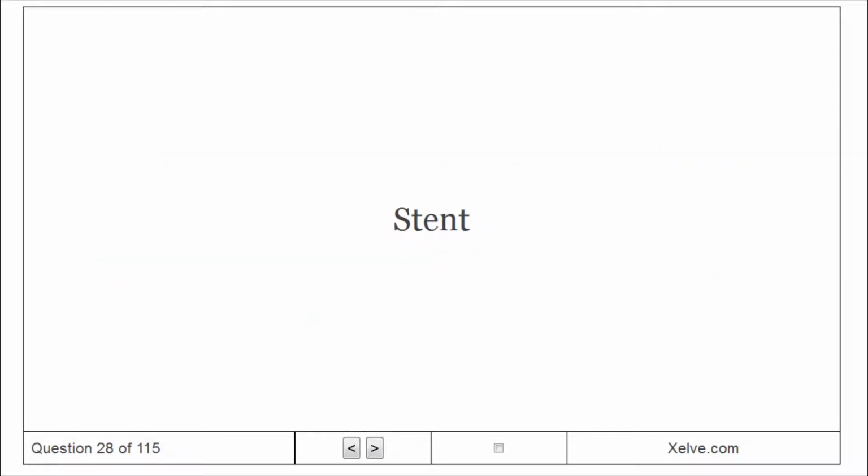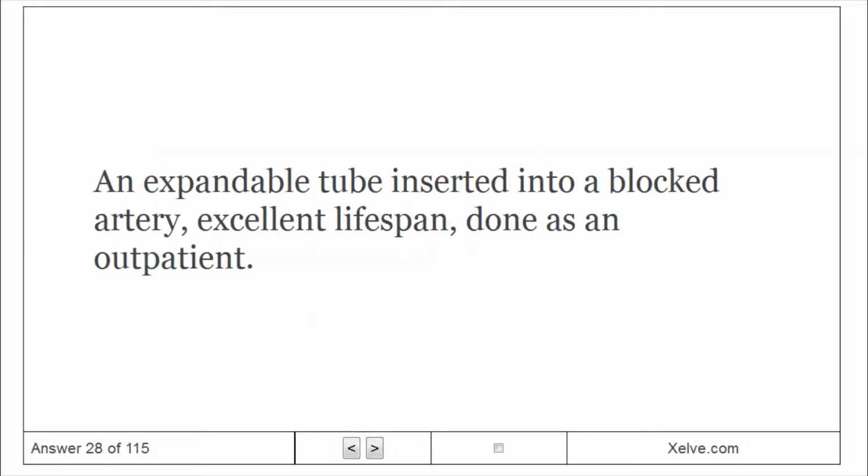Stent. An expandable tube inserted into a blocked artery. Excellent lifespan, done as an outpatient.